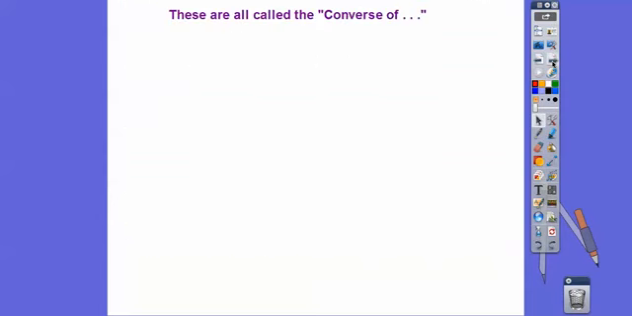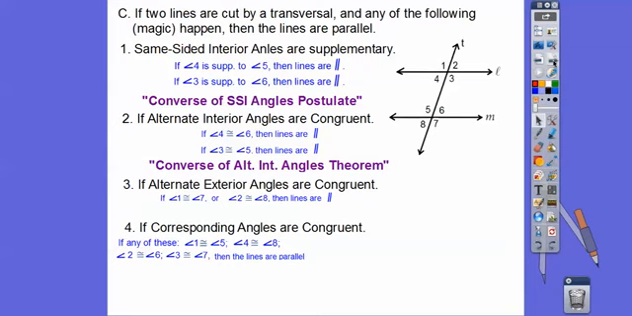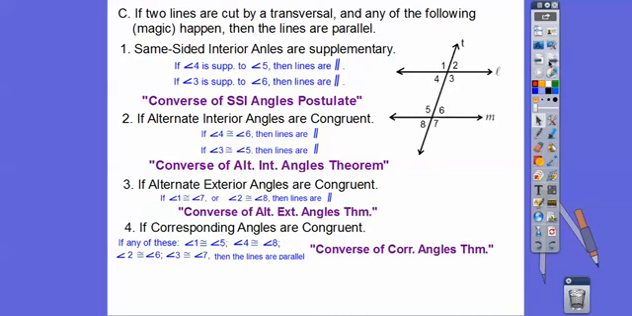Now, these are all called converses, and you're thinking, wait, I didn't see that. Well, look, this is just the converse of the same-sided interior angles theorem. This one is the converse of the alternate interior angles theorem. The alternate interior angles theorem said if the lines are parallel, then alternate interior angles are congruent. This says if alternate interior angles are congruent, then the lines are parallel. This is the converse of the alternate exterior angles theorem, and the converse of the corresponding angles theorem.